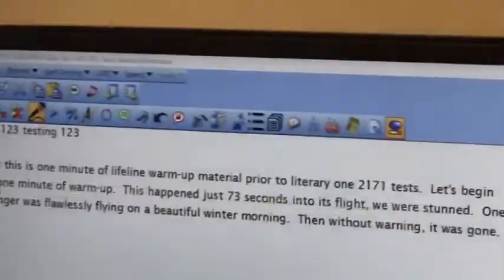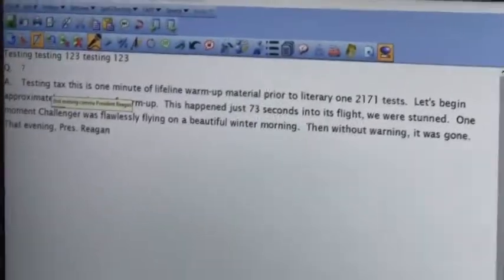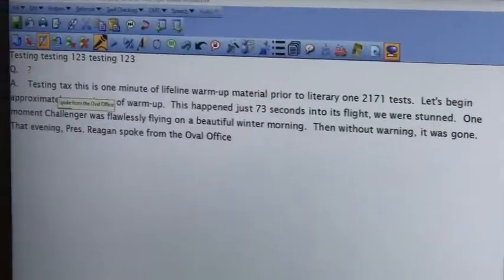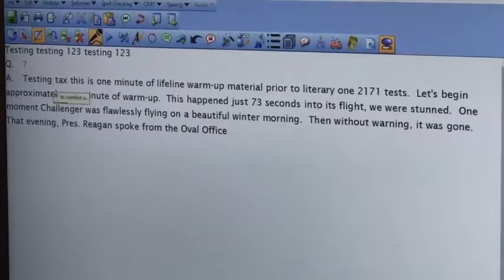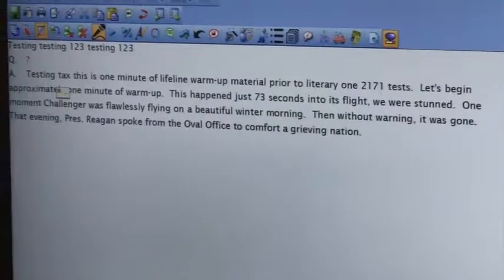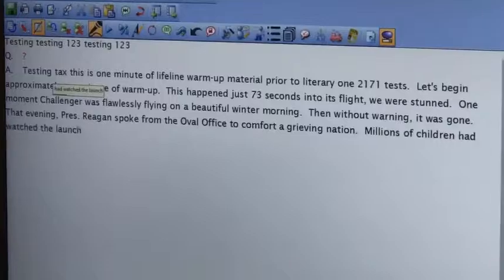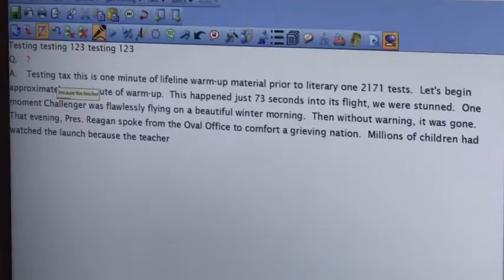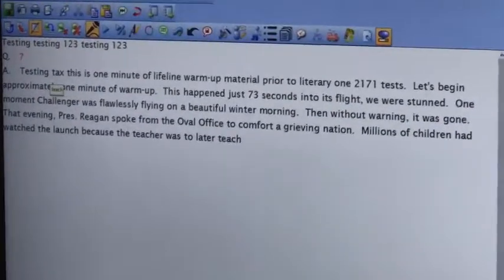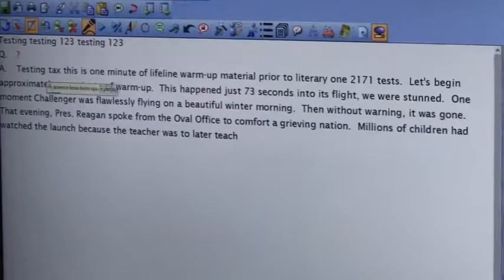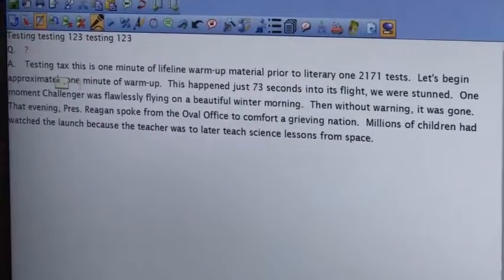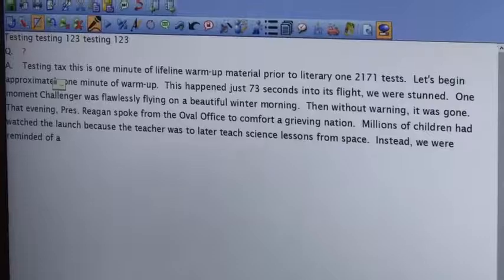That evening, President Reagan spoke from the Oval Office to comfort a grieving nation, period. Millions of children had watched the launch because the teacher was to later teach science lessons from space, period. Instead, we were reminded of a deeper message.